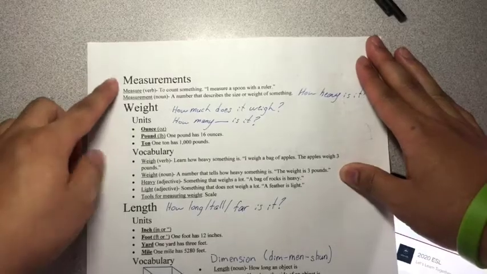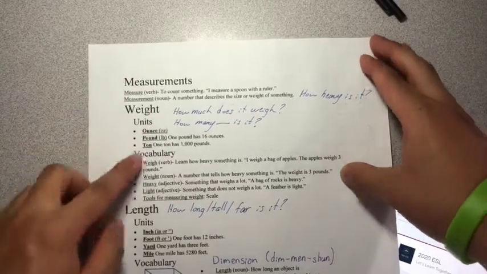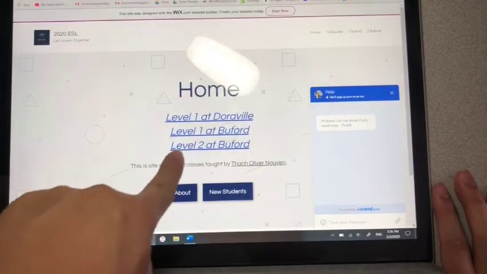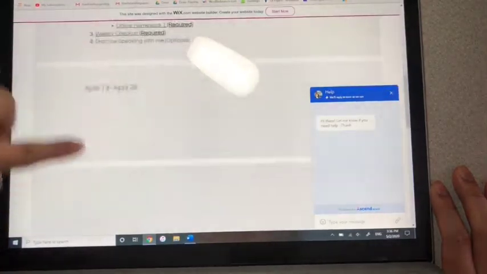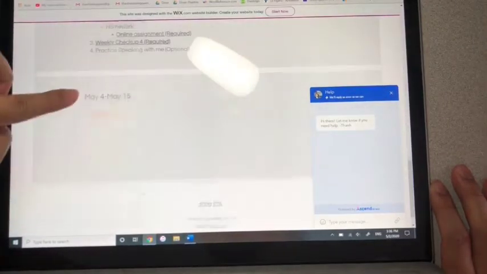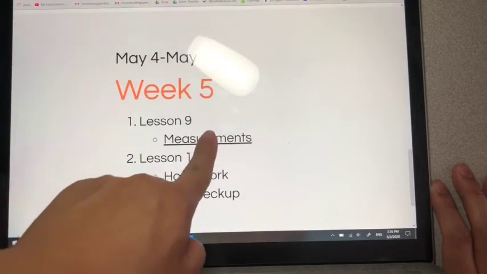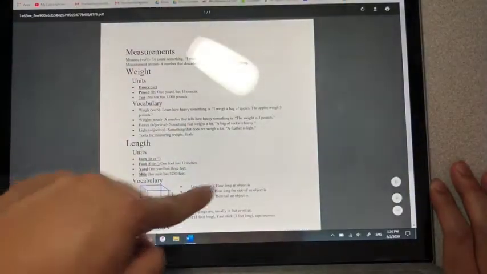Okay, so now I want you to look at the measurements paper, your measurements notes. If you need this paper, it's on my website. What you do is you go to the website, you go to your level. So this is level 2 Buford, and you go to week number 5. Week 5, under lesson 9, look for the word measurements. And this is the paper.